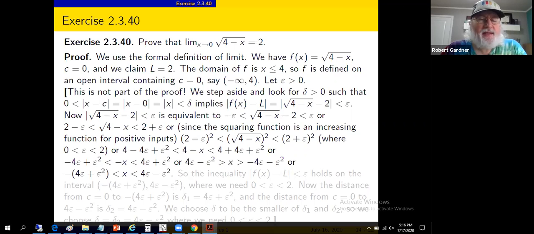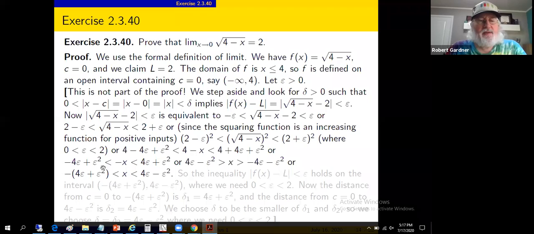Trying to get x by itself. We got negative x. Let's multiply through by negative 1. Okay, that'll reverse the inequalities. Multiply both sides of an inequality by a negative, it reverses the inequality. Property of inequalities, you're familiar with this, see Appendix A1 if you need a review.